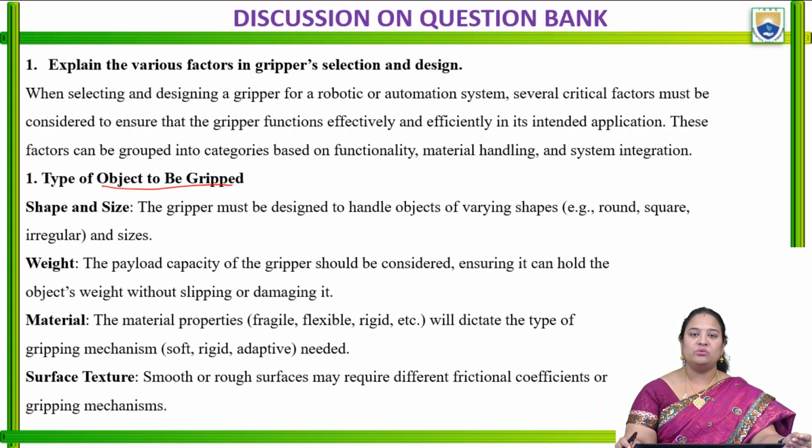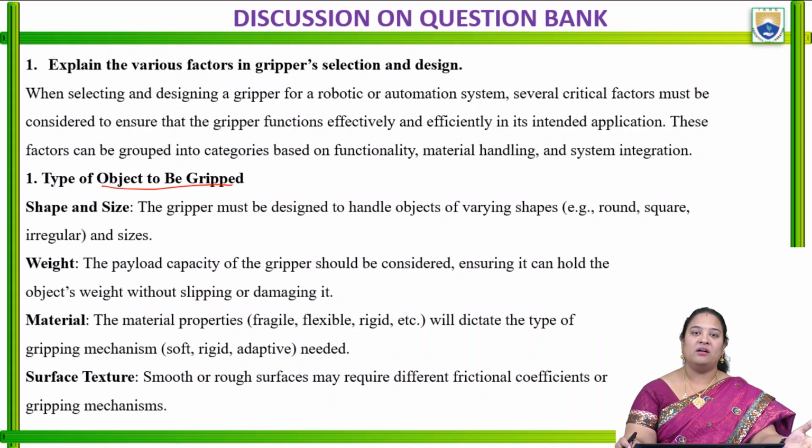First, we need to study the shape and size of the gripper. The shape and size of the gripper may be round, square or rectangular, depending upon the size of the object. Depending upon the size of the object, the shape of the object, and the type of industry or organization, we design the gripper shape and size.